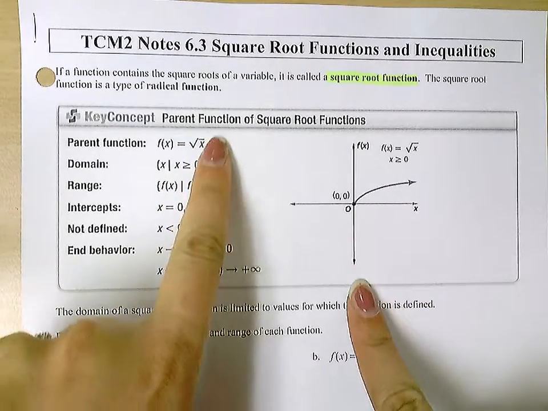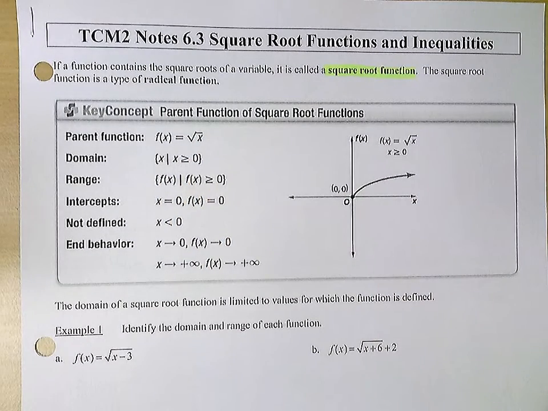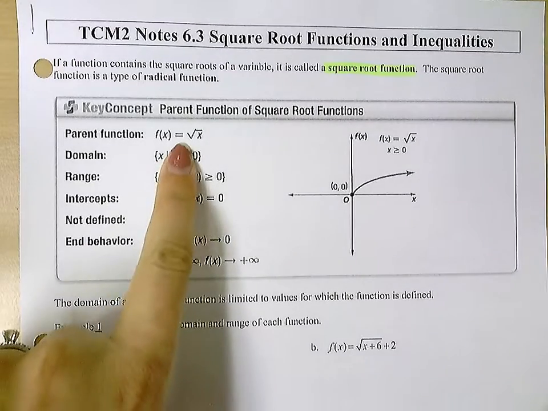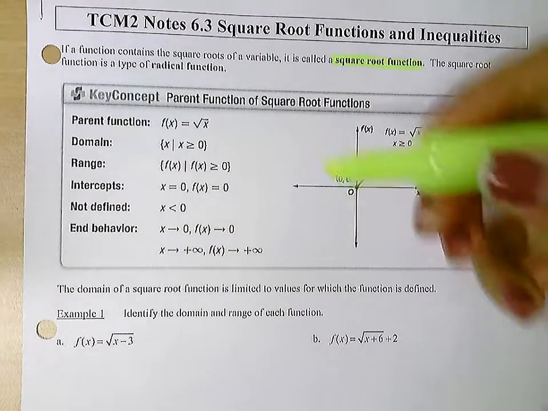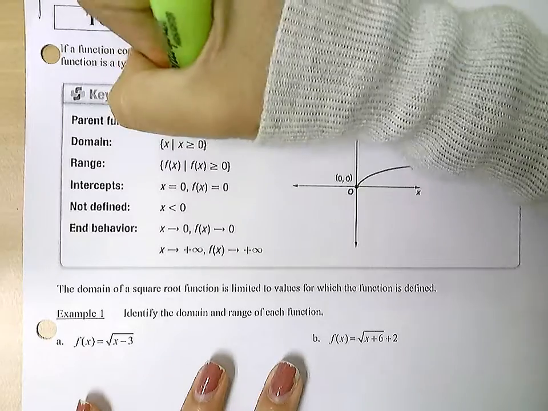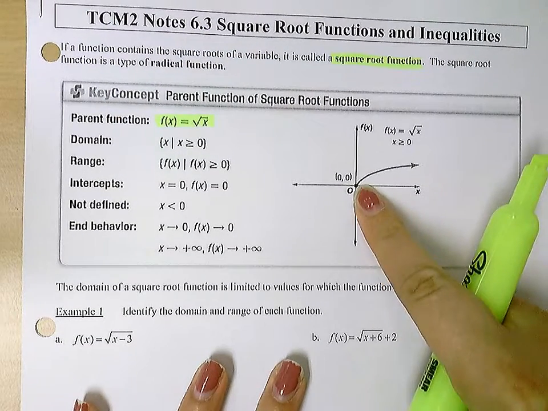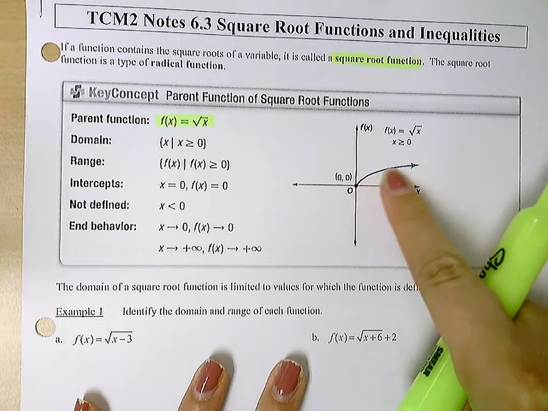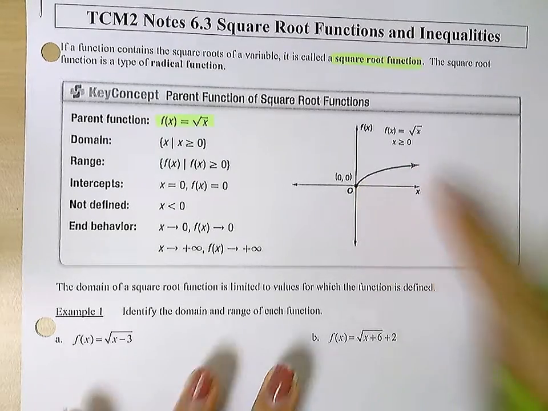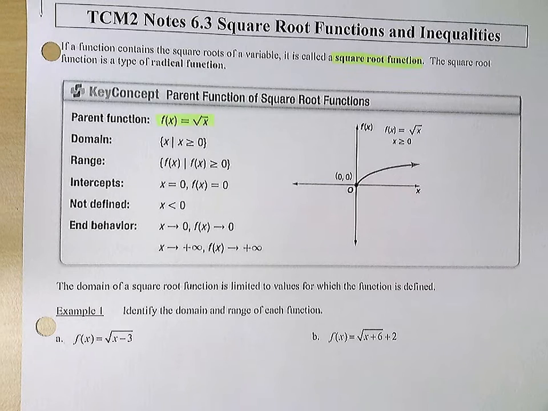Alright, so our parent function of square root functions. So here's our parent. It's the square root of x, and it looks like this. So point at 0, 0. Off and to the right, it kind of curves like a sideways parabola, but it only has that single line right there.